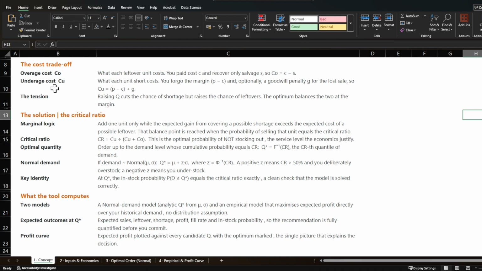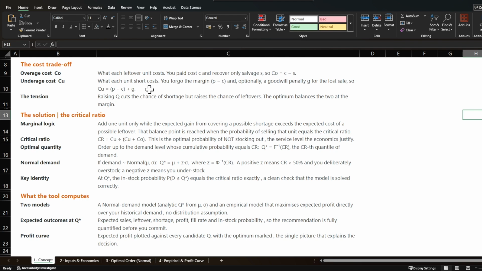The second thing is underage cost. It is the cost of a stockout. If you are facing a stockout and any customer comes to you and you do not have that particular unit, then you are losing on the margin, which is your price minus cost. But that's not the only thing. There will be a goodwill penalty as well, because that customer will think that this vendor usually does not have that item, so he may shift to your competition or some other vendor. So there is a goodwill penalty, which is G here.